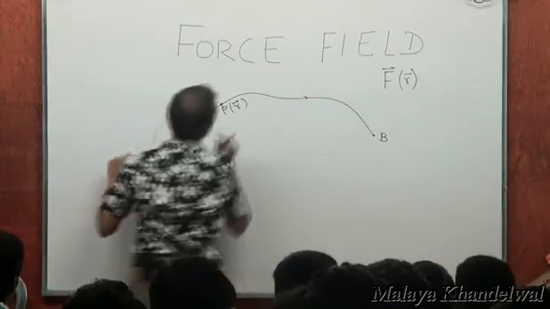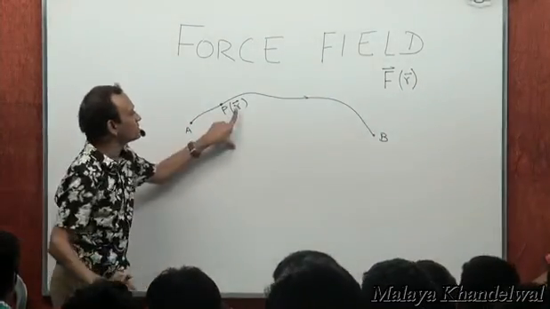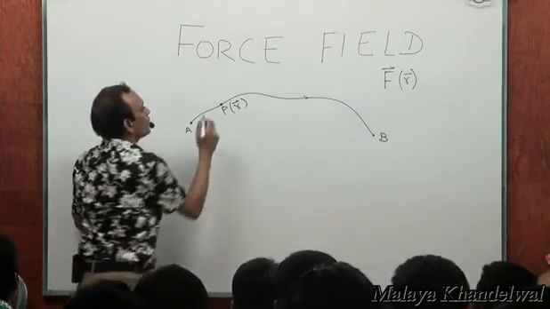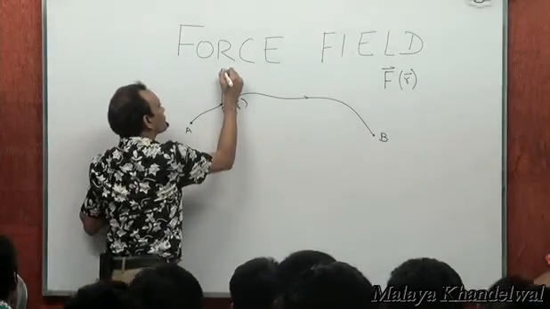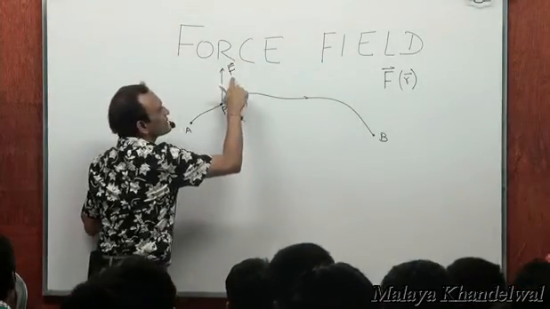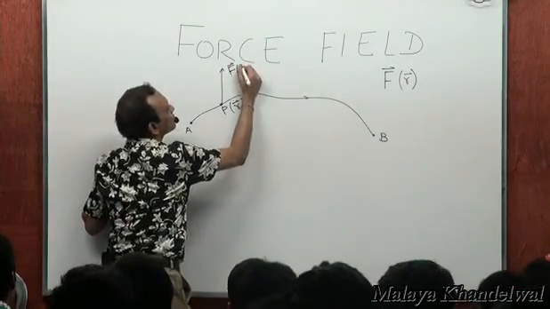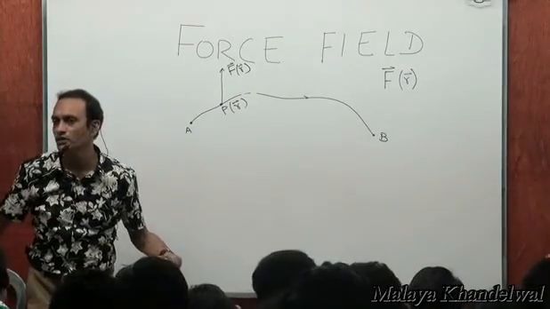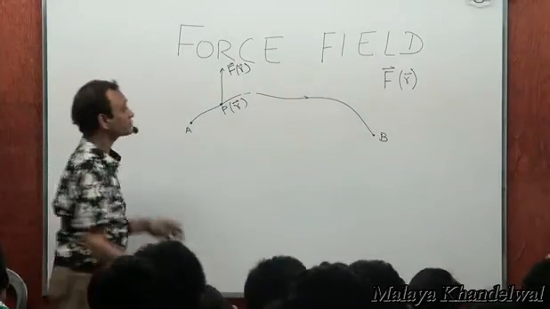It could also be a constant force field, does not matter, but we'll generalize things. Now, at this point P, for example, when the particle is at a point P with position vector R, say the force acting on the particle is F at R. This is F at R. Clear? This is F at R, the force at the point with position vector R.